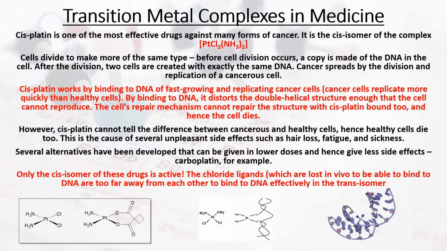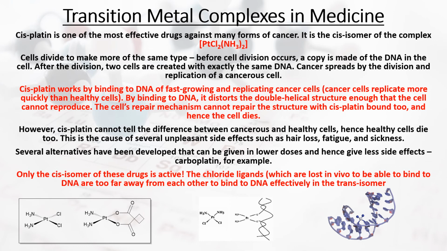Now, one of the reasons this works is because the cancer cells are dividing much more rapidly than healthy cells are. So if you put your cisplatin in, it's much more likely to find a cancer cell than a healthy cell. So this is one of the reasons why cisplatin works. It also affects healthy cells, but it affects cancerous cells more because they are rapidly growing and dividing more quickly than healthy cells are. But the key thing is that cisplatin can't tell the difference between cancerous and healthy cells. And so it does also attack healthy cells, and it kills off healthy cells.